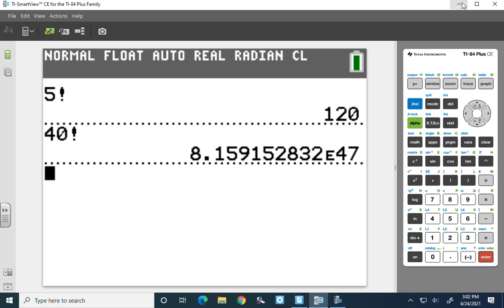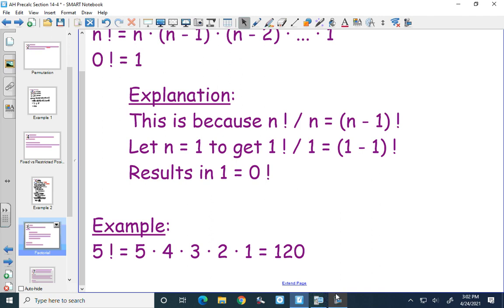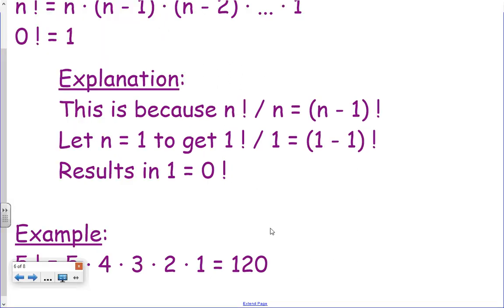So there are some restrictions on your calculator in terms of dealing with factorials. Just keep that in mind, that as you're working with a factorial, if you're working with some big numbers, you might run out of space there on your calculators to work with those. But nonetheless, you do have a button on your calculator that allows you to do that.